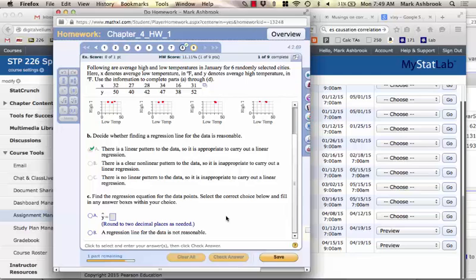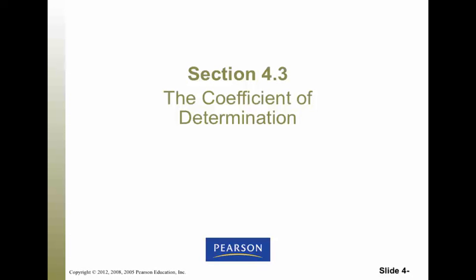Okay, so here's the plan. We're going to pretty much, so we got 4.3 and 4.4, coefficient of determination. So what is this about? We're still talking about looking at two variables taken together and looking at the relationship between the two.